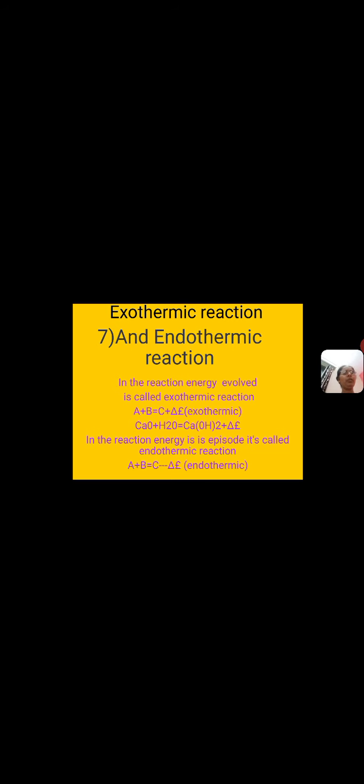And second is the endothermic reaction. In this type of reaction, the heat energy is absorbed by the reactant. So it is called endothermic reaction. A plus B gives C minus delta E. Delta E means absorbed. At that time, the temperature of the reaction decreases. Thus, we see the 7 types of reactions.